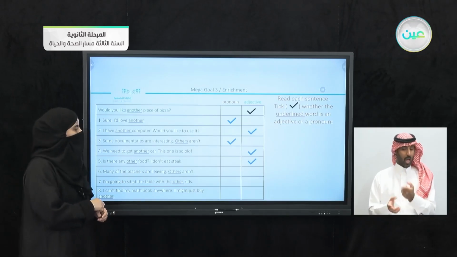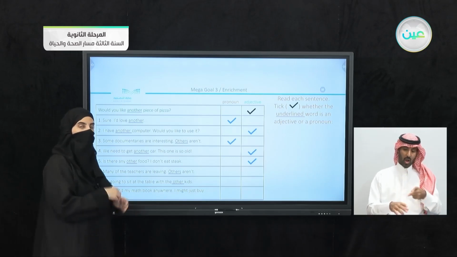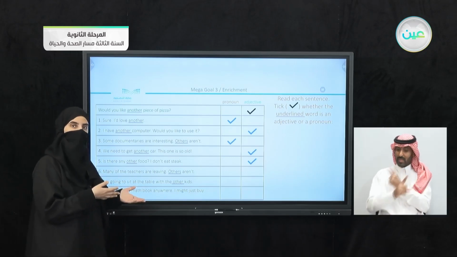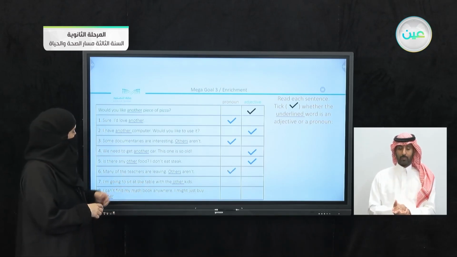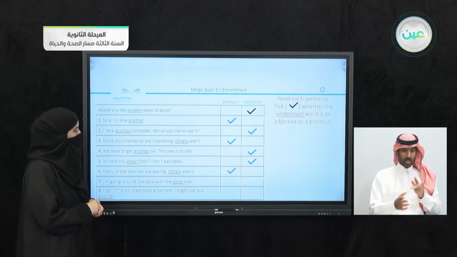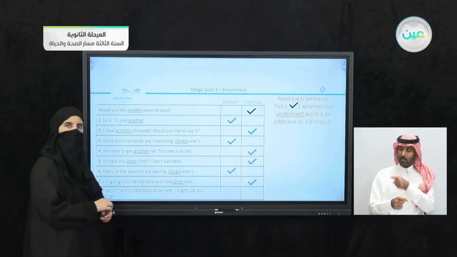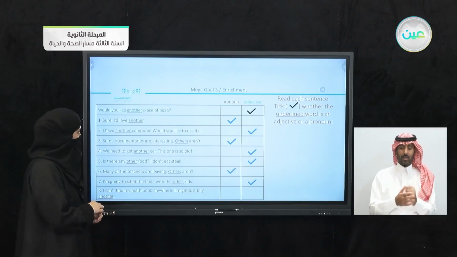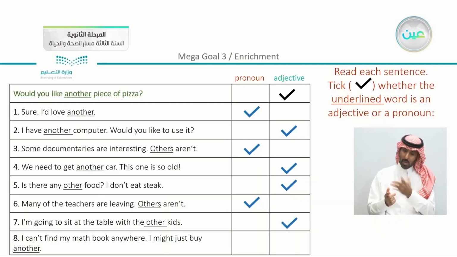Many of the teachers are leaving, others aren't. So here, others aren't, others who? We are talking about the teachers. So this makes it a pronoun. I'm going to sit at the table with the other kids. I describe the kids to be other. Coming to the last sentence, I can't find my math book anywhere. I might just buy another. So we know that there is no noun mentioned, which makes it immediately a pronoun.